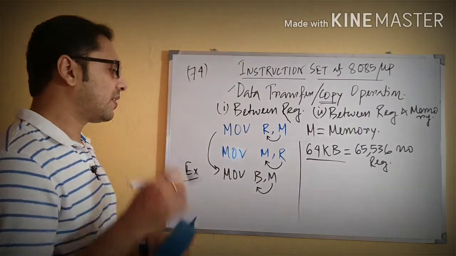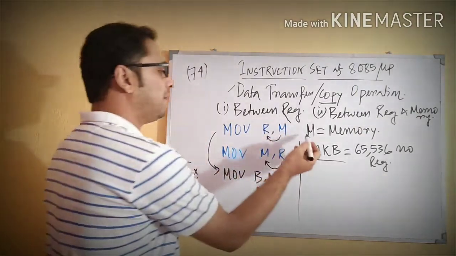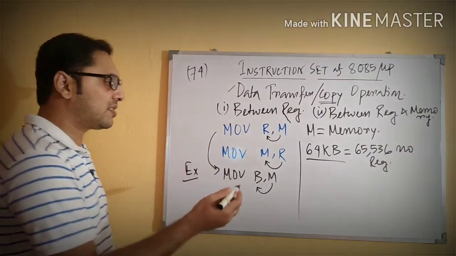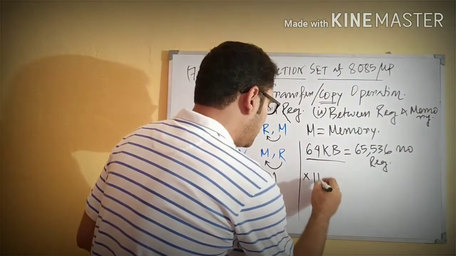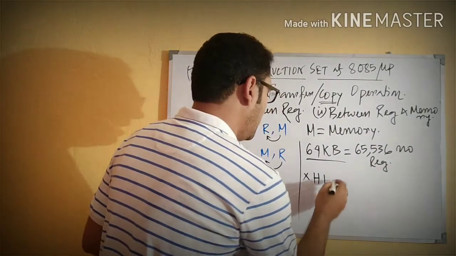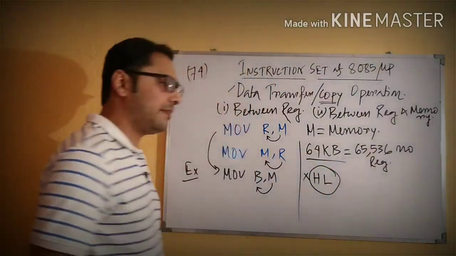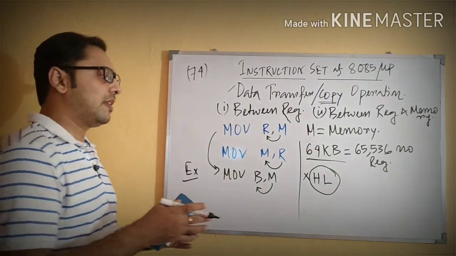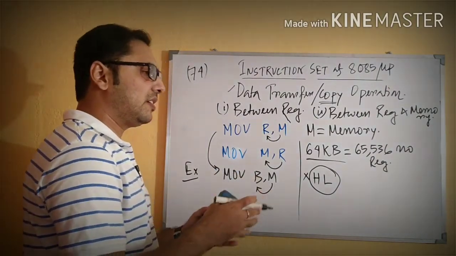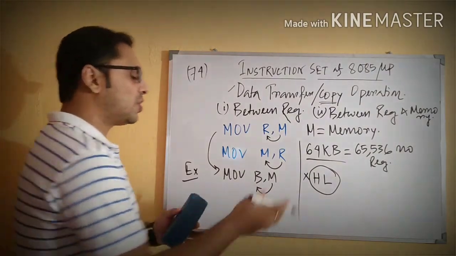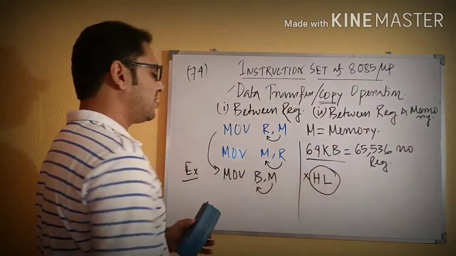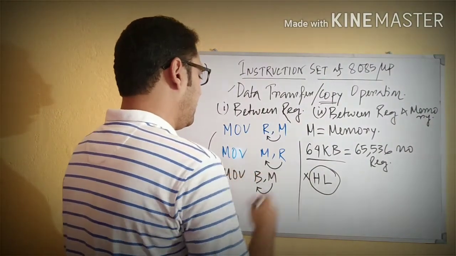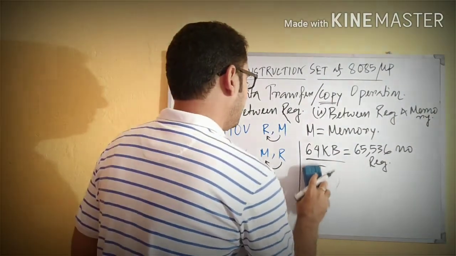Remember, whenever we are using M as an operand, the corresponding memory address will be given by the HL register pair only. That is true every time. Whenever we take M as an operand, the corresponding memory location should be given by the content of the HL register pair. So for example, we have written MOV B, M.